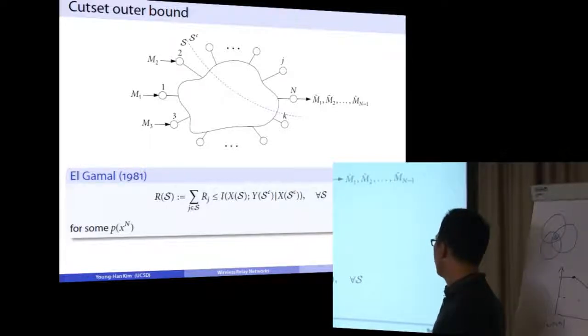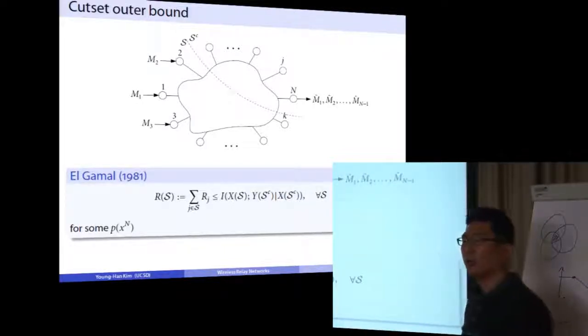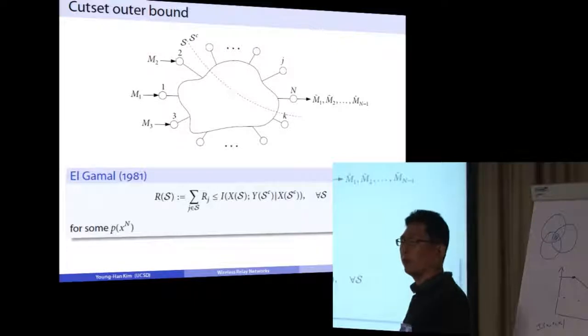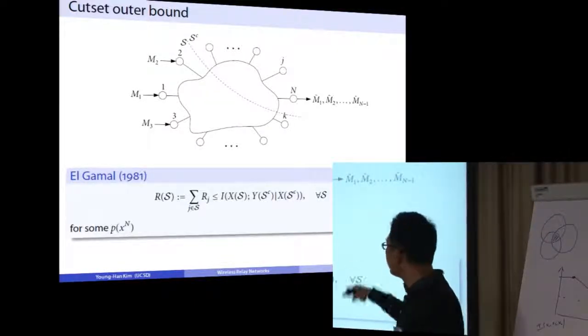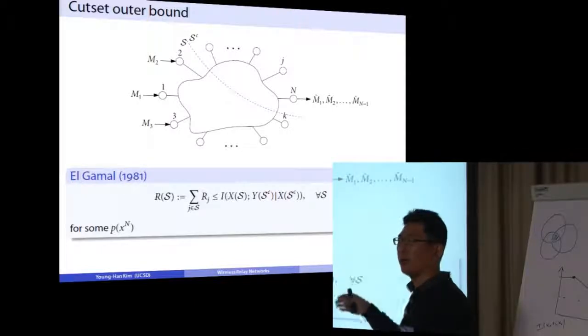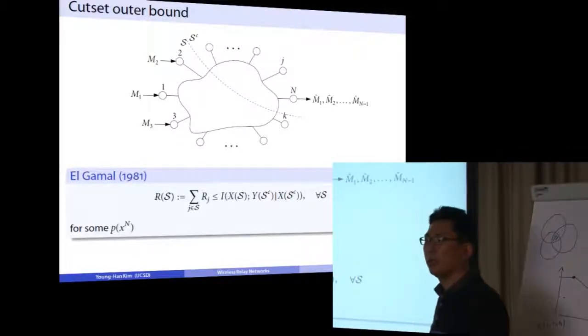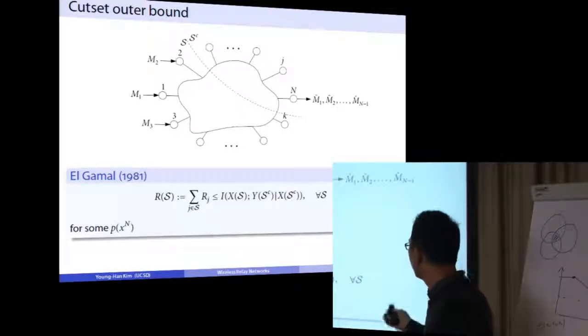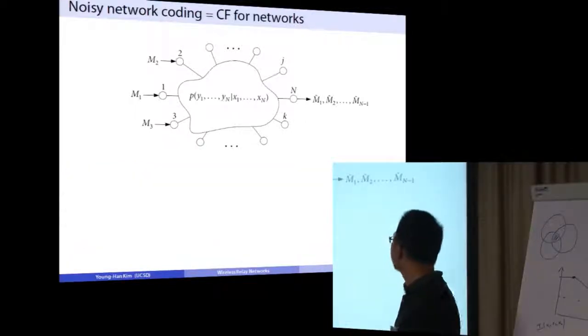And we have the freedom to choose any arbitrary joint distribution between x1 up to xn. So this is El Gamal's cut-set bound, which gives us a non-trivial trade-off between the rates R1 up to Rn minus 1. And of course, this one is not tight. Okay, we have very simple examples where this is not tight. Okay, but we'll use this as our benchmark.